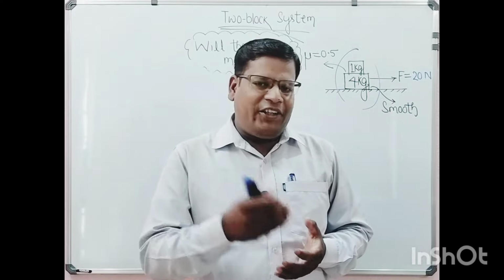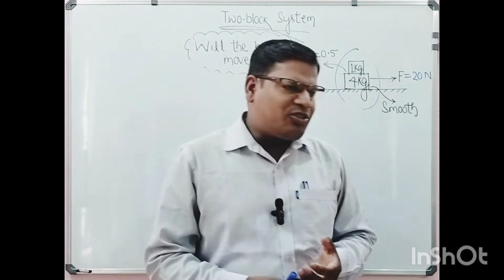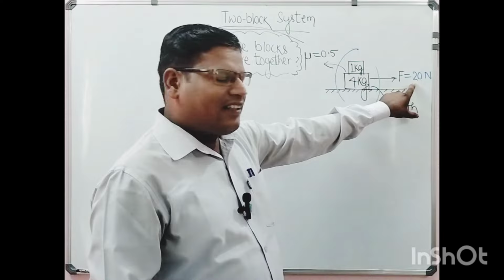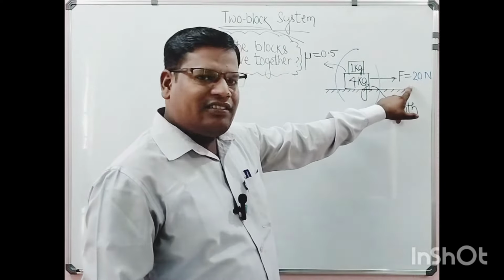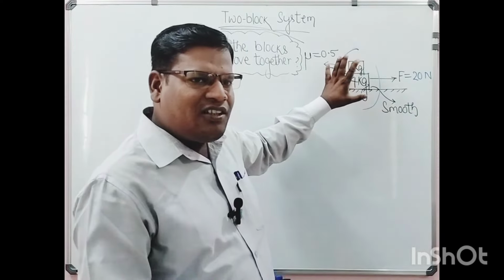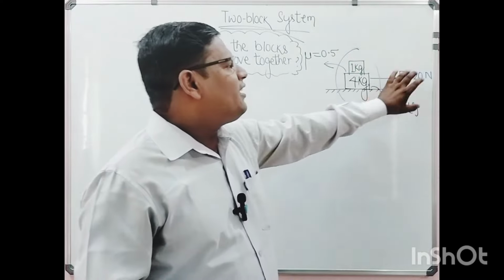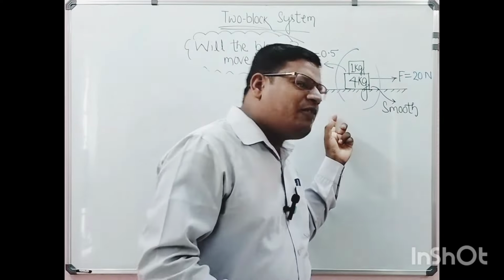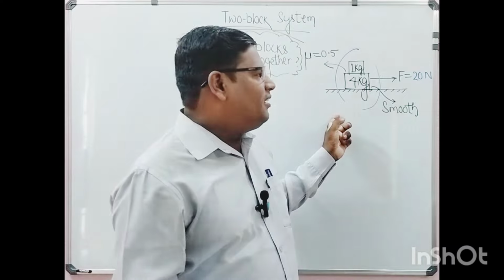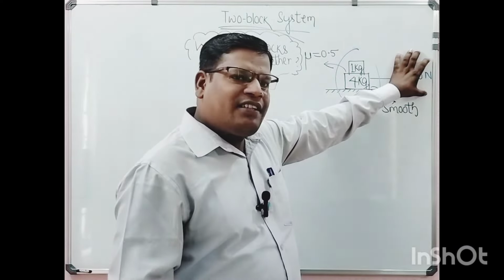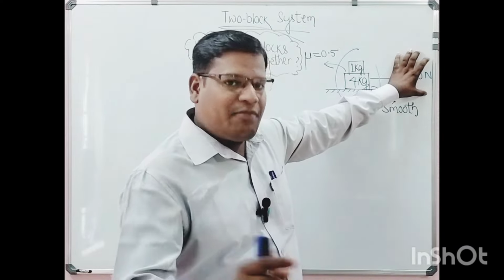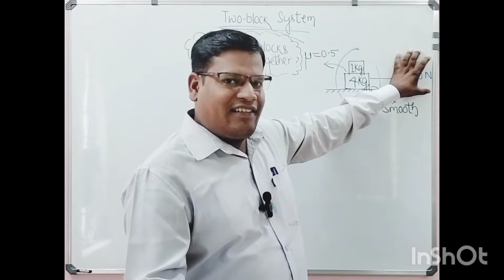So I have divided this video into three parts. First I will show you that the force here is greater than maximum friction. Here maximum friction is coming out to be 5 Newton. So I will take one example where the force is greater than 5 Newton, still they are moving together. Then I will take another example where this force is greater than 5 Newton, the maximum value of friction, and they are moving separately. Right?